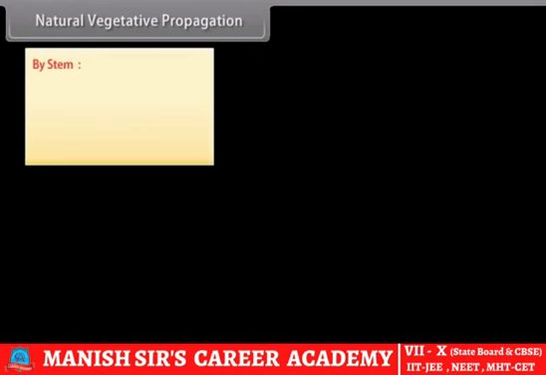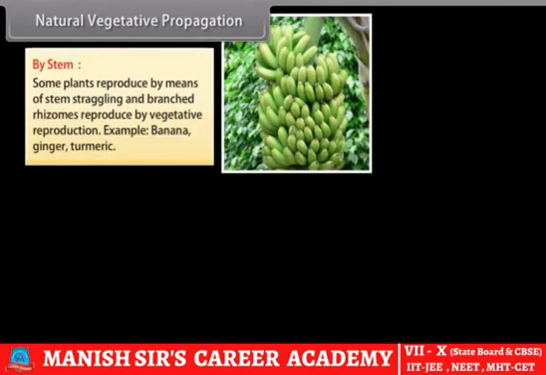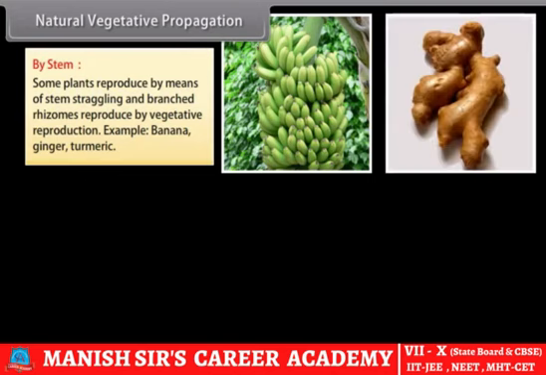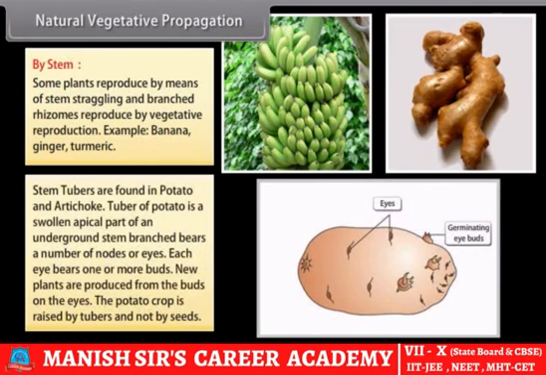By stem. Some plants reproduce by means of stem straggling, and branched rhizomes reproduce by vegetative reproduction. Example: banana, ginger, turmeric. Stem tubers are found in potato and artichoke. The tuber of potato is a swollen apical part of an underground branched stem, and bears a number of nodes or eyes. Each eye bears one or more buds. New plants are produced from the buds on the eyes. The potato crop is raised by tubers and not by seeds.